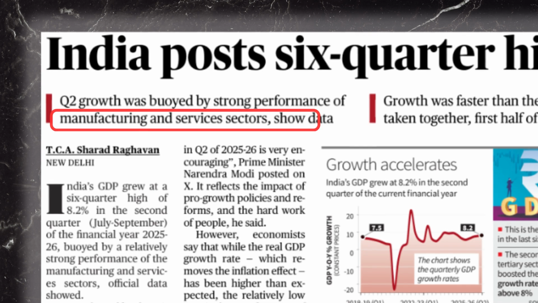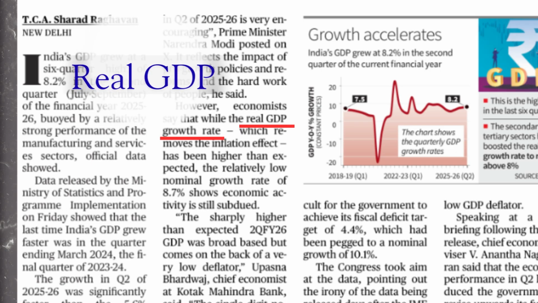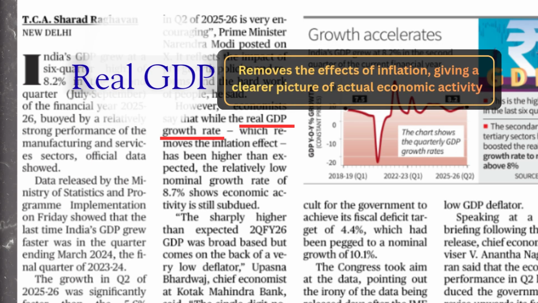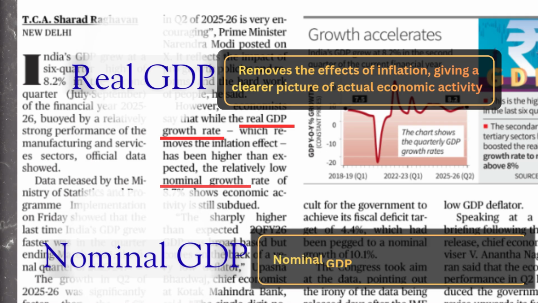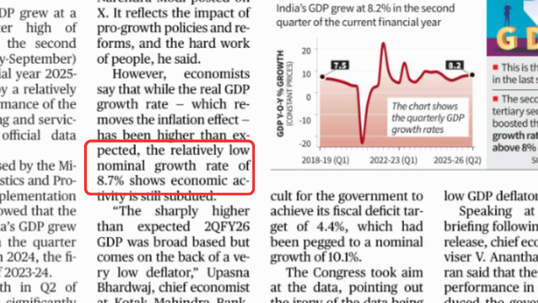the overall growth. Another important term is real GDP growth rate. Real GDP removes the effects of inflation, giving a clearer picture of actual economic activity. In contrast, nominal GDP growth includes inflation. So when the article mentions a relatively low nominal growth rate of 8.7%, it means prices didn't rise as much, making the underlying output look slightly weaker.